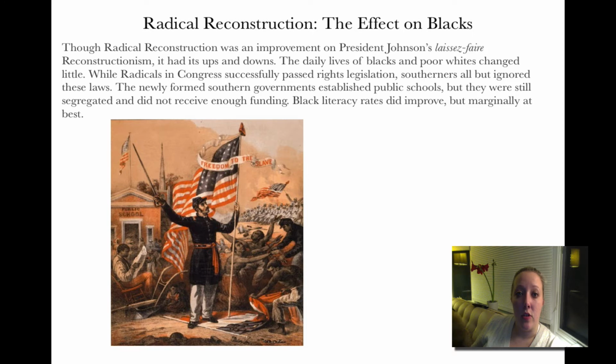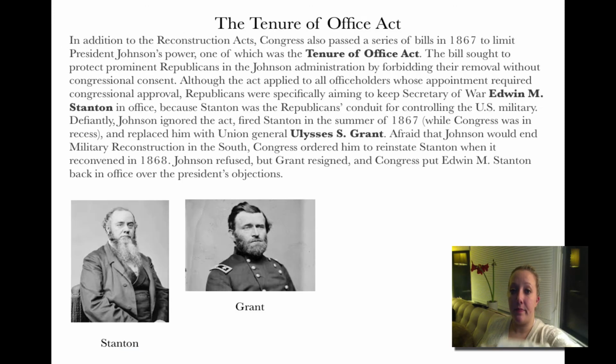Though radical Reconstruction was an improvement on President Johnson's laissez-faire Reconstructionism, it had its ups and downs. The daily lives of blacks and poor whites changed little. While radicals in Congress successfully passed legislation, Southerners all but ignored these laws. The newly formed Southern governments established public schools, but they were still segregated and did not receive enough funding. Black literacy rates did improve, but marginally at best.